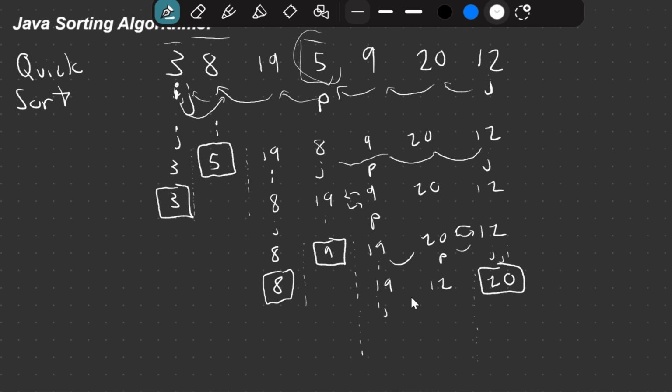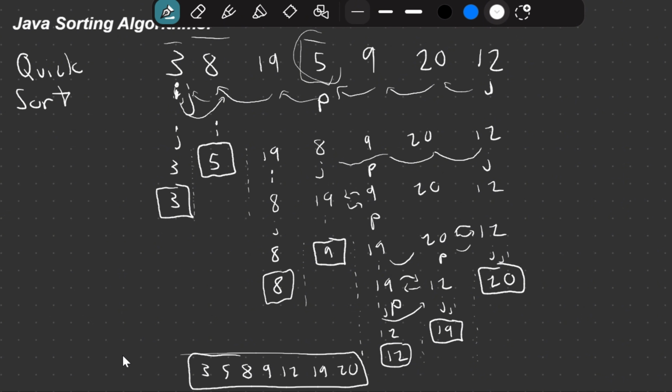And now if you have an even number, the pivot is always on the left side. So I, P, and J. I is going to move once to the right. J is not going to move, so now you have J and I here. So now P is going to swap with J, so it becomes 12 and 19. Since 19 is the pivot, 19 is the one that's locked in, and then 12 gets locked in at the end. So your final array becomes 3, 5, 8, 9, 12, 19, 20, which is in the correct order.